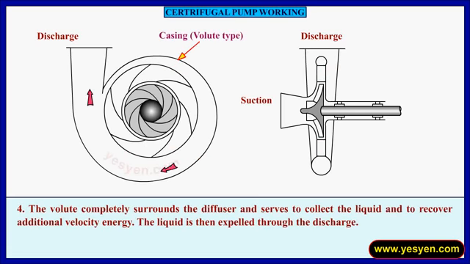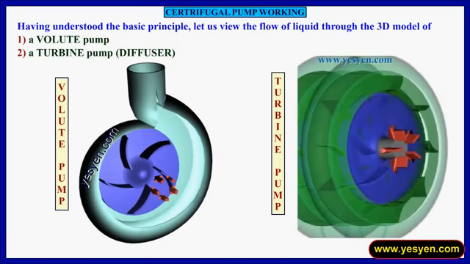The volute completely surrounds the diffuser and serves to collect the liquid and to recover additional velocity energy. The liquid is then expelled through the discharge. Having understood the basic principle, let us view the flow of liquid through the 3D model of 1. A volute pump, 2. A turbine pump.